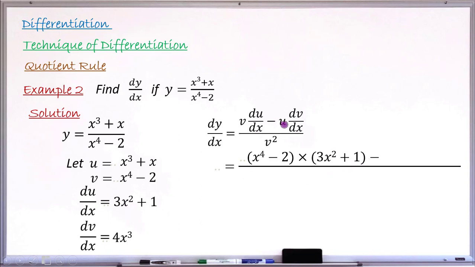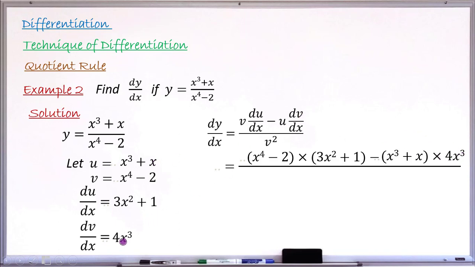Then the function u times the dv dx. This is the function u, and this is your dv dx. So you now have x raised to 3 plus x times 4x raised to 3. This bracket is your function u. Look at it here: x raised to 3 plus x, and 4x raised to 3 is dv dx.